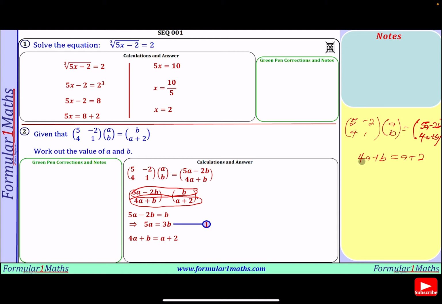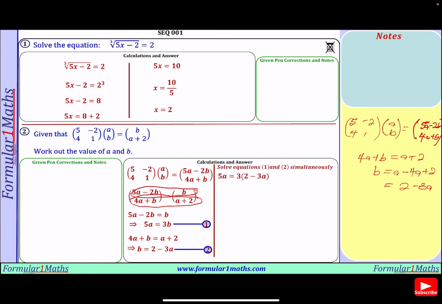If I take 4a to that side, I will be left with b equals a minus 4a plus 2. And that will be 2 minus 3a. So b is equal to 2 minus 3a. Let's label that equation 2. Then we go and solve equation 1 and equation 2 simultaneously.